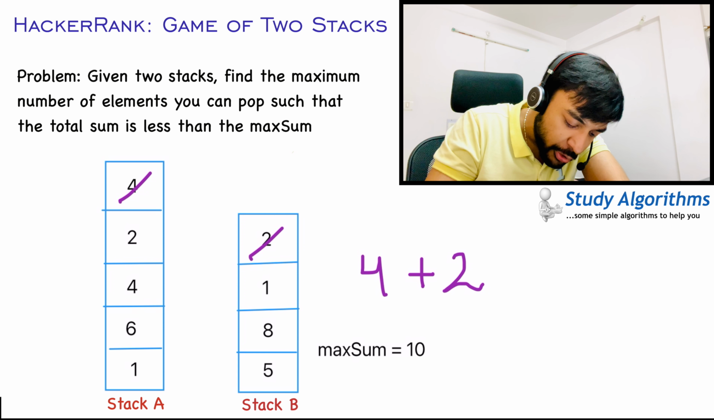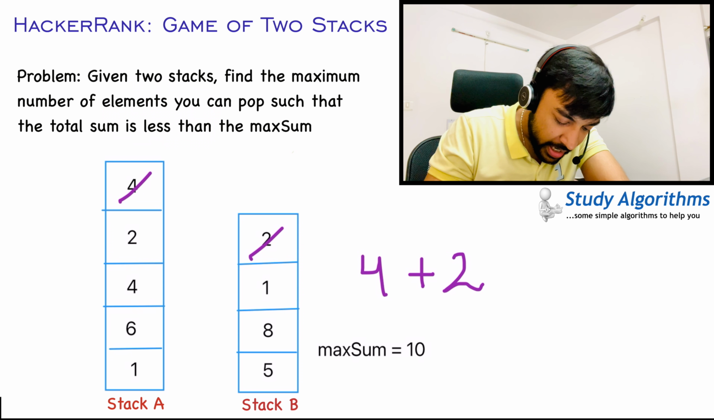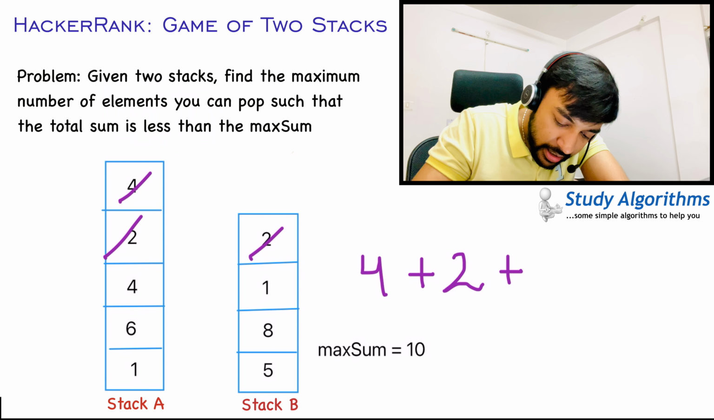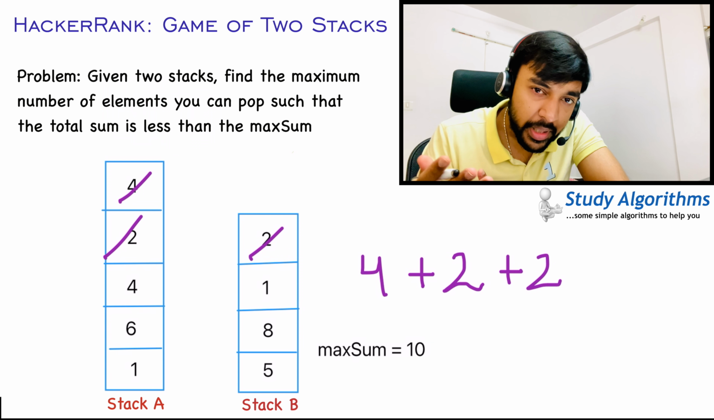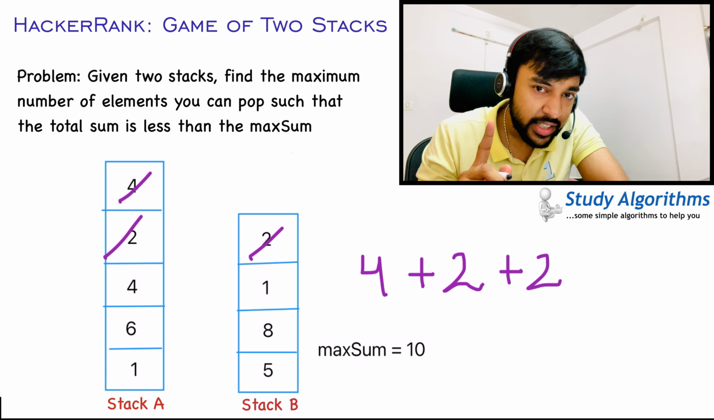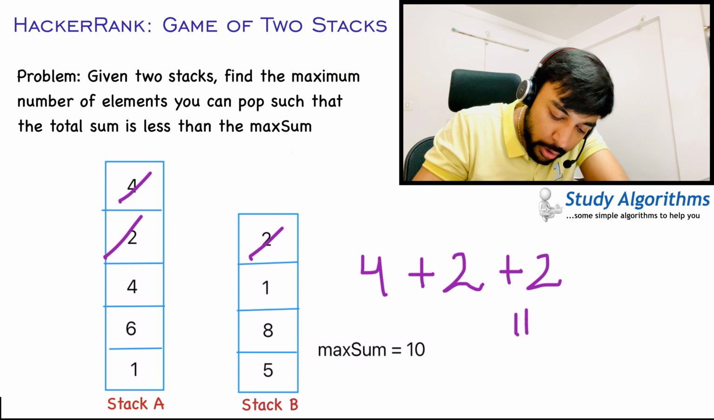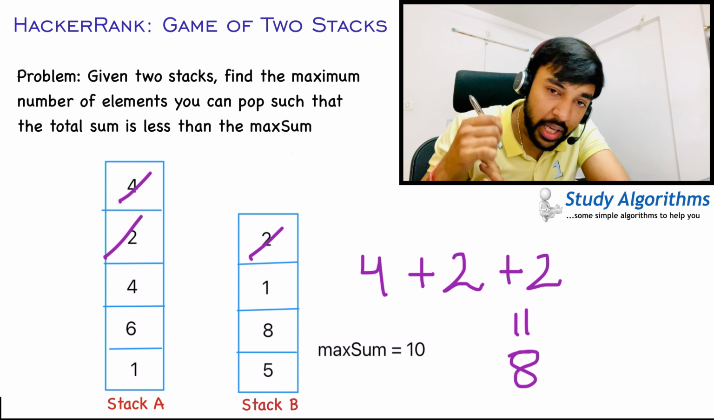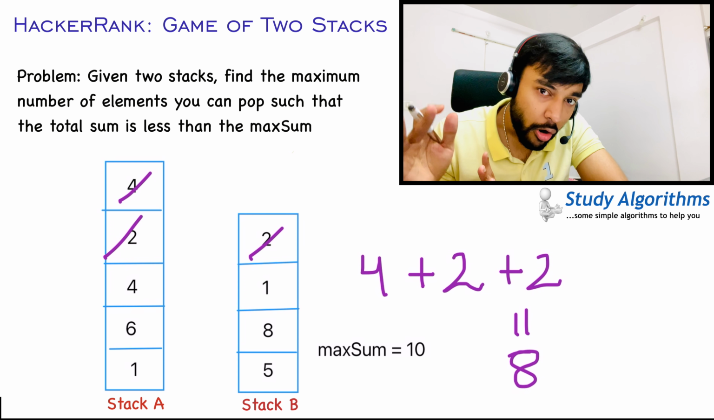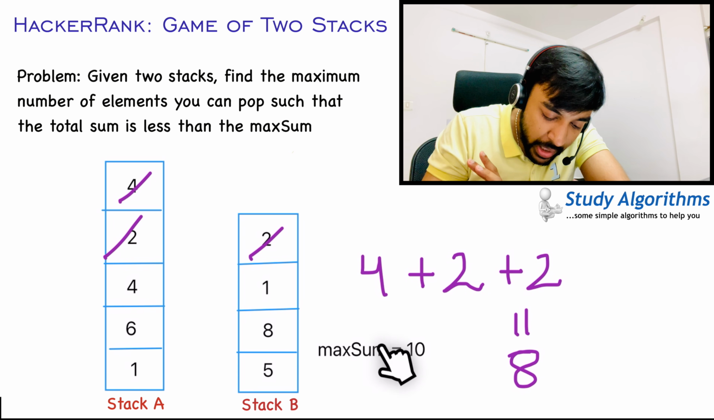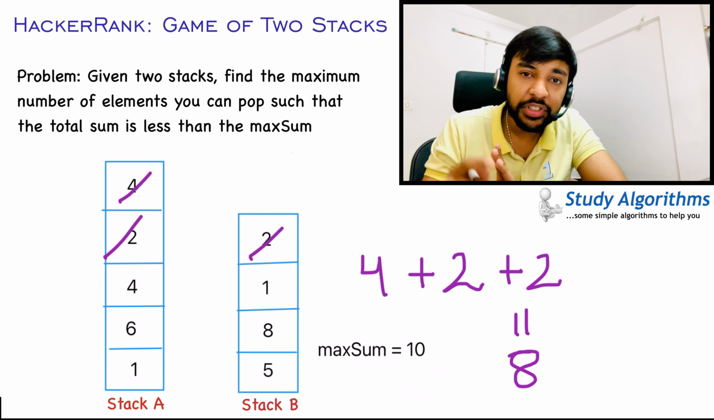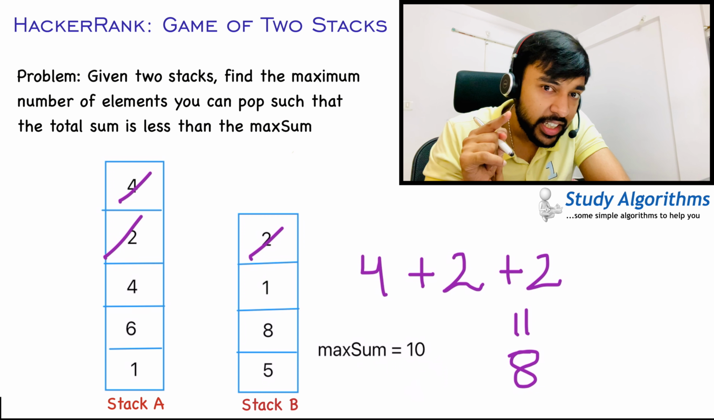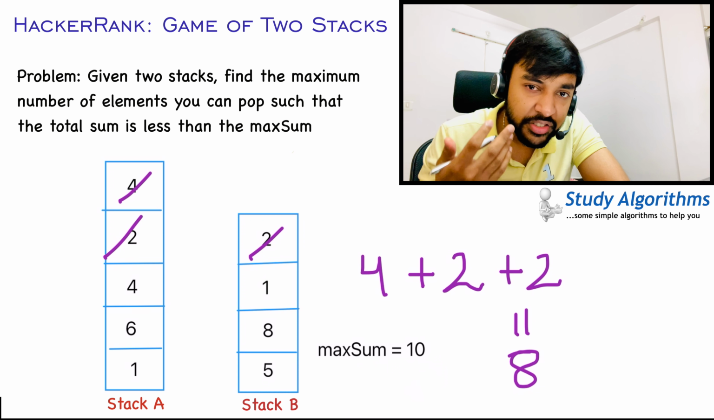Next, let us say I choose my stack A again. This time I would pop the element 2, so I add it. When you are popping these elements, you need to calculate their sum. So right now the total sum is 8. What you need to do is make sure that the sum of all the elements that you have popped should be less than or equal to the maximum sum value that is given to you. So right now the value is 8. That means you can pop more elements, right?